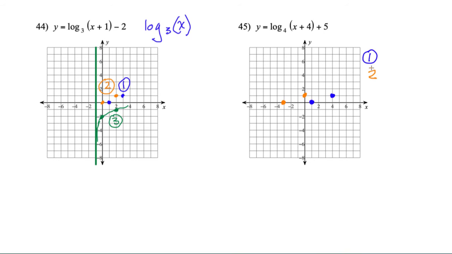Step number 3 is going to be in green, and step number 4, there's no negative x, so I don't reflect over the y-axis. There's no number out front, so there's no height multiplier. It's just plus 5, so I'm going to move up 5. 1, 2, 3, 4, 5. So that was step number 3.